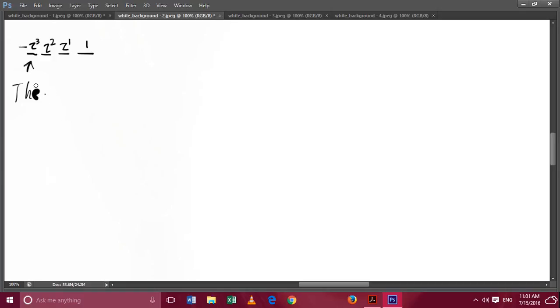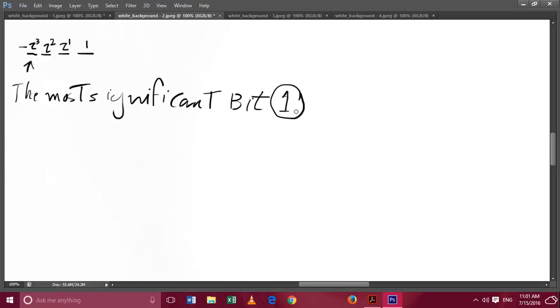That last bit right there is called the most significant bit. So keep in mind, if you have a number that ends with 1 in the most significant bit in the 2's complement binary notation, that means it's a negative number. If it ends with 0, that means it is a positive number, as we will see in the example.